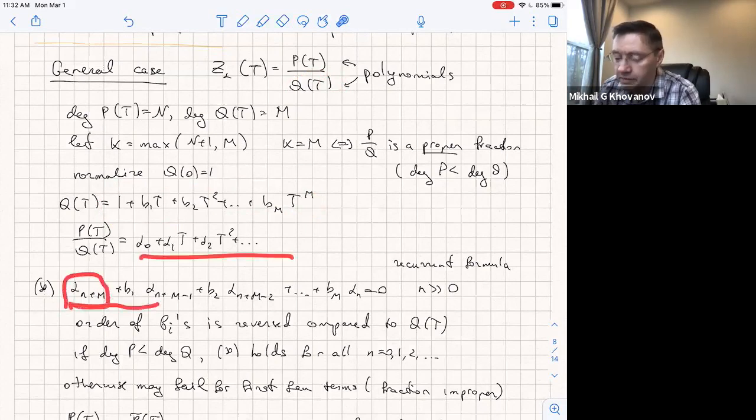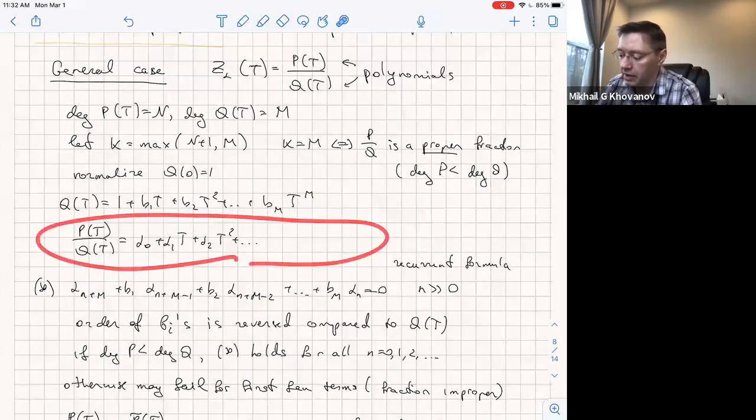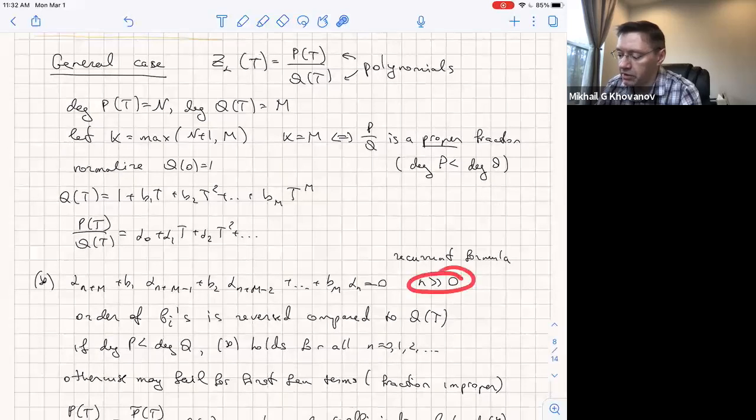So alpha in some high degree, M plus lowercase m, plus B1 alpha in one degree less, plus B2 alpha in two degrees less, etc., plus Bm alpha n is going to be 0. This just follows from the expansion, for sufficiently large n, depending on P. So eventually we'll see the same recurrent relation on alphas, but not right away. This n depends on the degree of P.